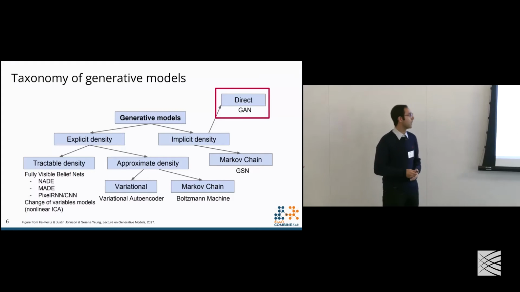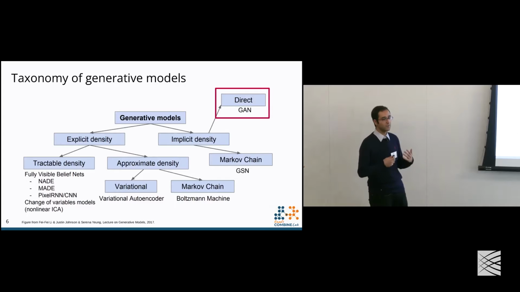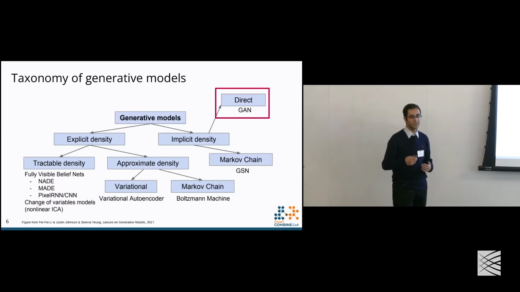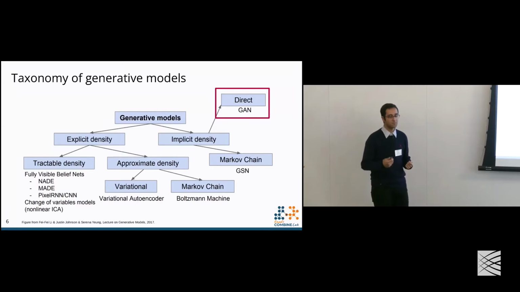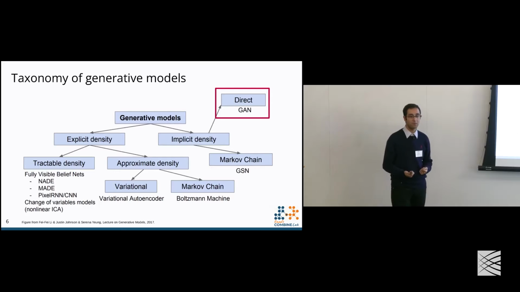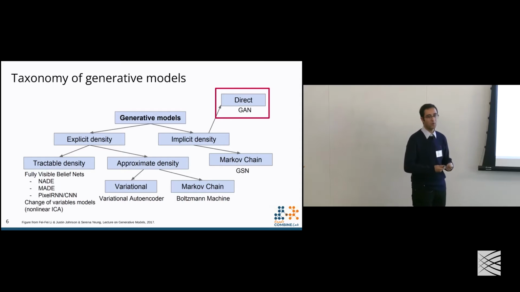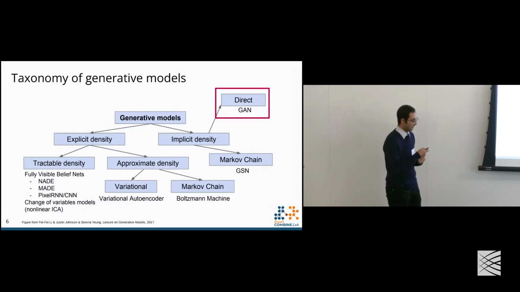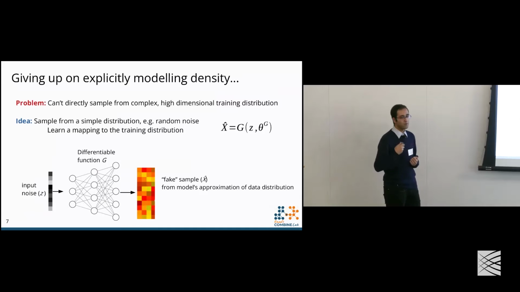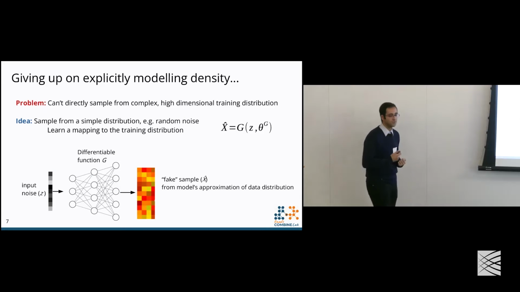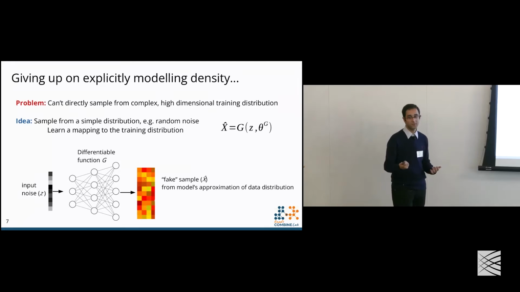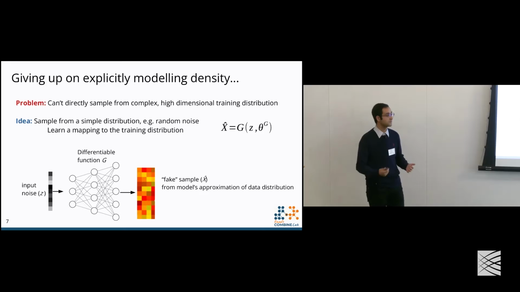So now, if we completely give up on this left side and do not try to explicitly model density, we will arrive at GANs. With GANs, we are not necessarily interested in modeling density, but we want to be able to generate samples from some probability distribution without necessarily knowing the underlying density. The problem with doing that is that we can't just directly sample from such highly dimensional complex distributions, to generate, for example, images, audio, or cells.